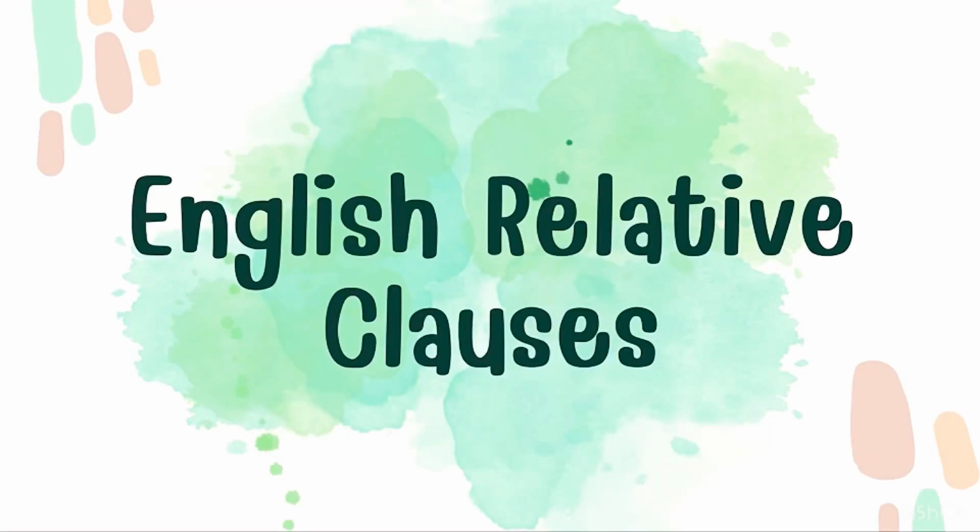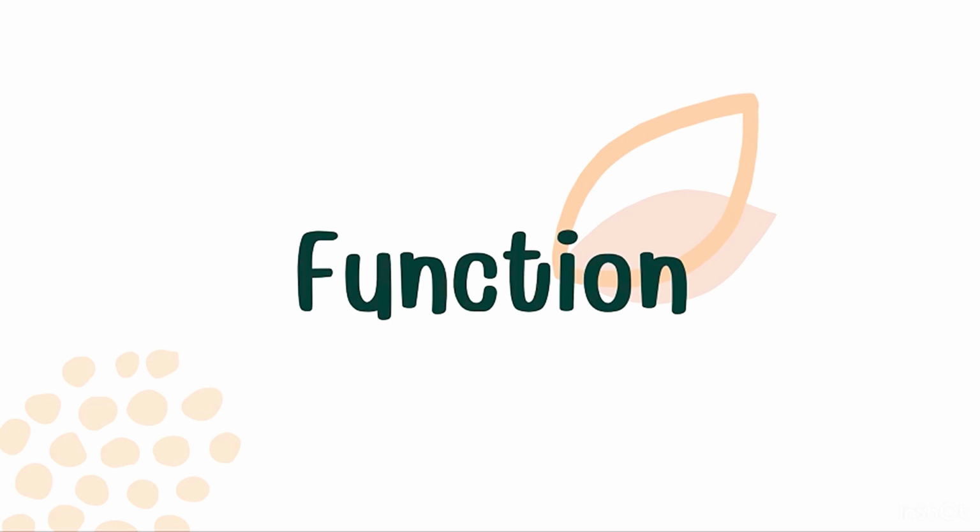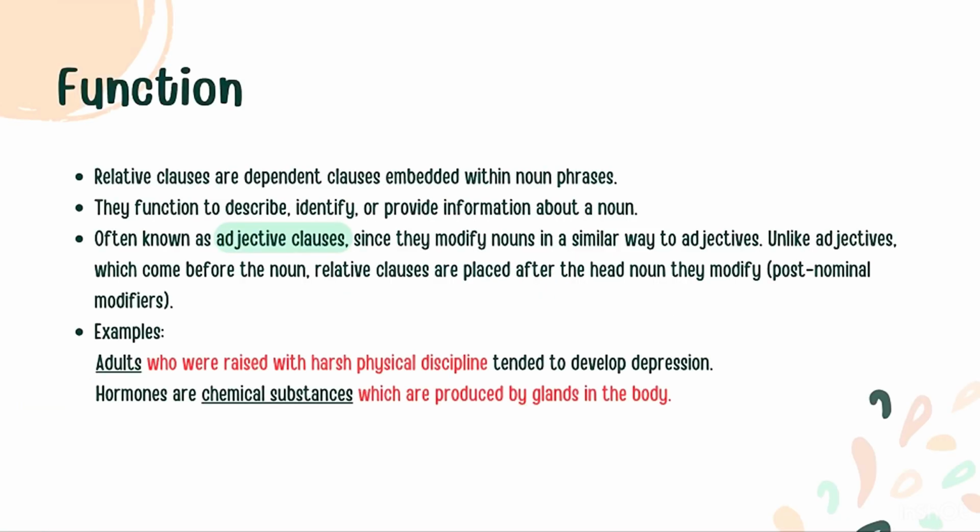Hello everyone, today we would like to share about English relative clauses. We will start with what relative clauses are. Relative clauses are dependent clauses that describe, identify, and give information about a noun. They are also called adjective clauses since they modify nouns in a similar way to adjectives. But they are different from adjectives in terms of position: while adjectives are placed before the noun, relative clauses are placed after the head noun they modify.